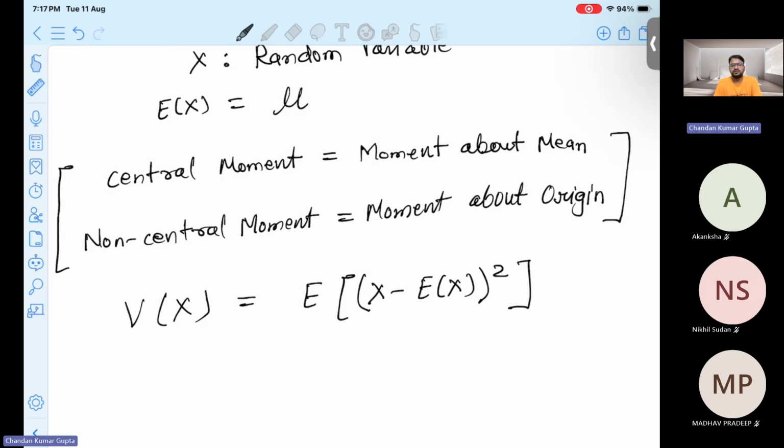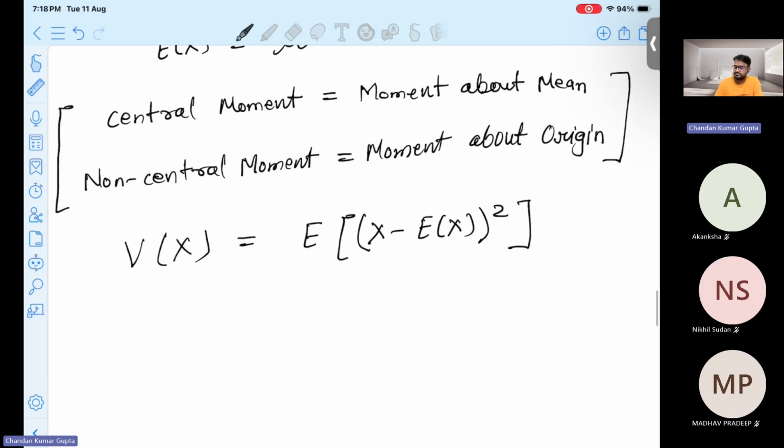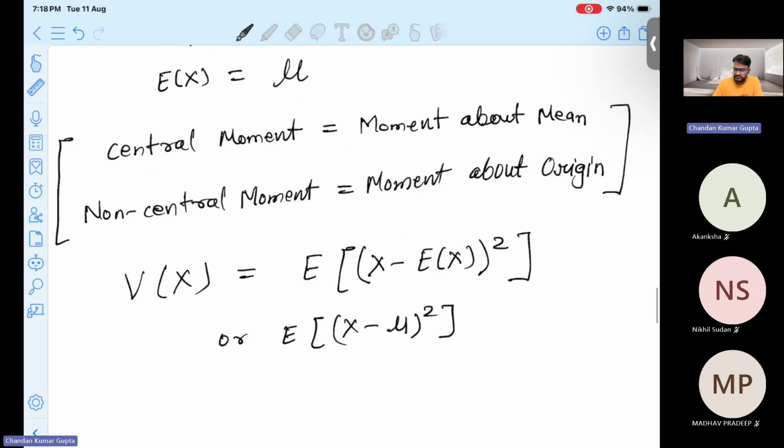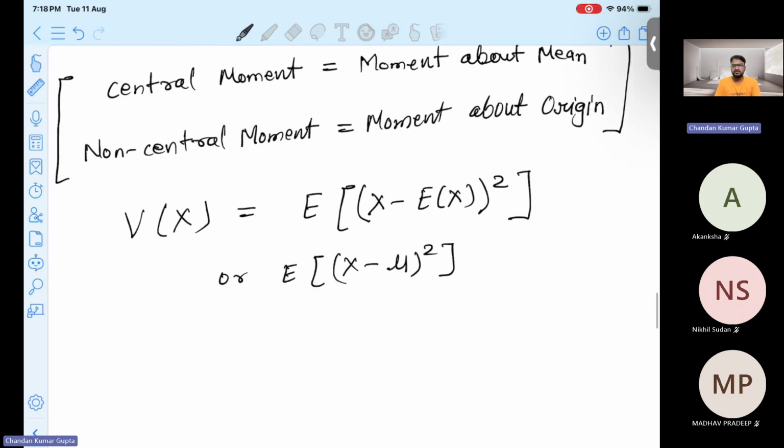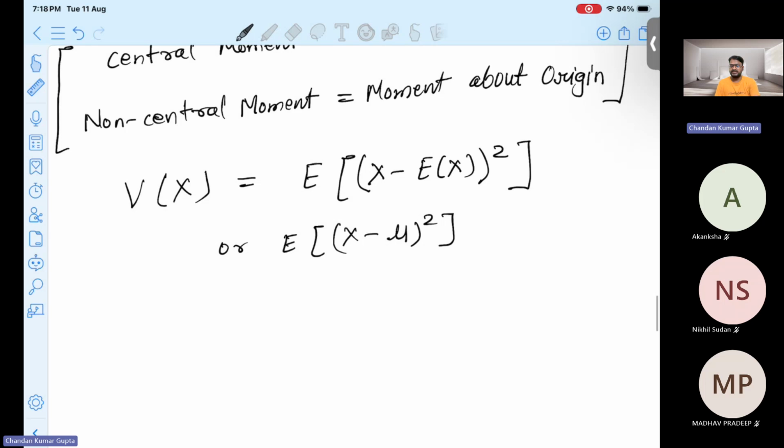Okay, so this is the variance. E of x is nothing but our mean, or we can write it in this manner, x minus mu, because we have taken the expectation of x equal to mu. You can simplify via the (a minus b) whole square formula. So (x minus mu) whole square is x square plus mu square minus 2 mu x.